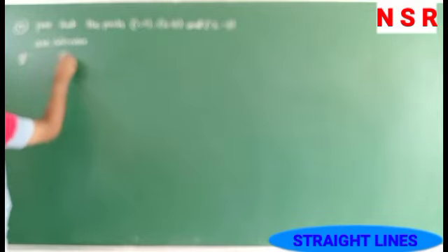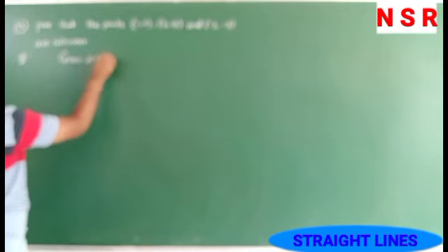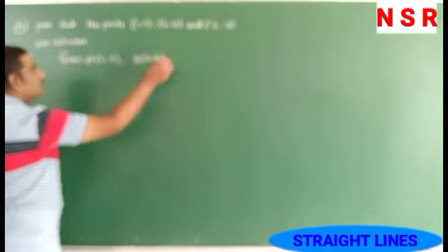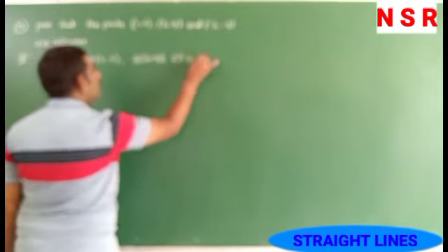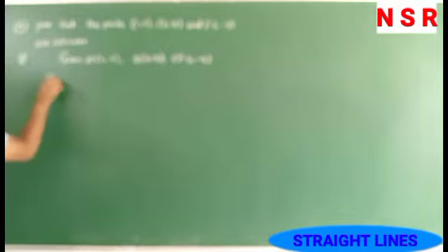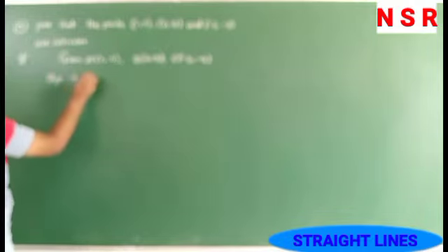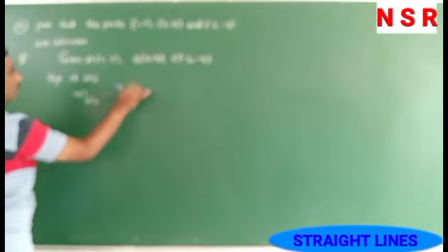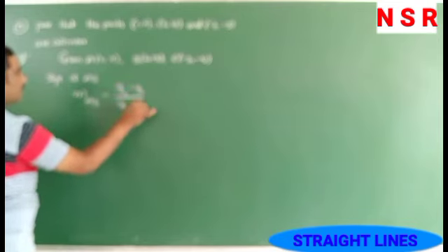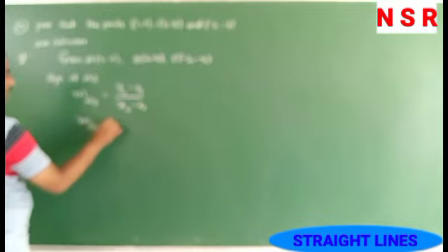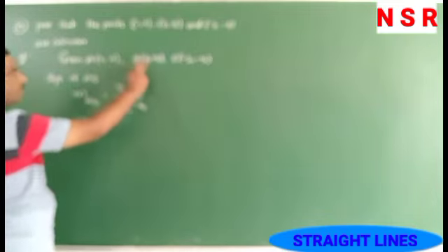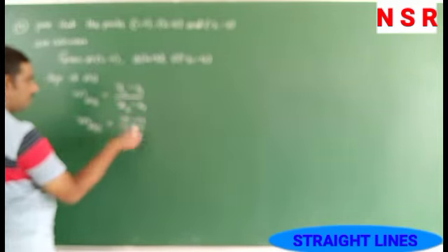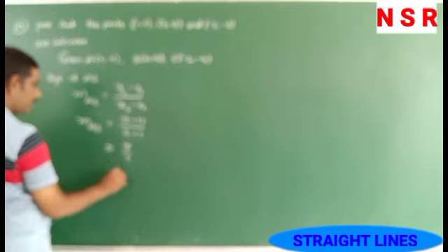So here 3 points are given: A 1, 11 and B 2, 15. Next C minus 3, minus 5. Now first find the slope of AB, that is m of AB is equal to y2 minus y1 by x2 minus x1. So apply this formula for AB. This is x1 y1, x2 y2. y2 minus y1 by x2 minus x1, 15 minus 11, 4 by 1 equal to 4.